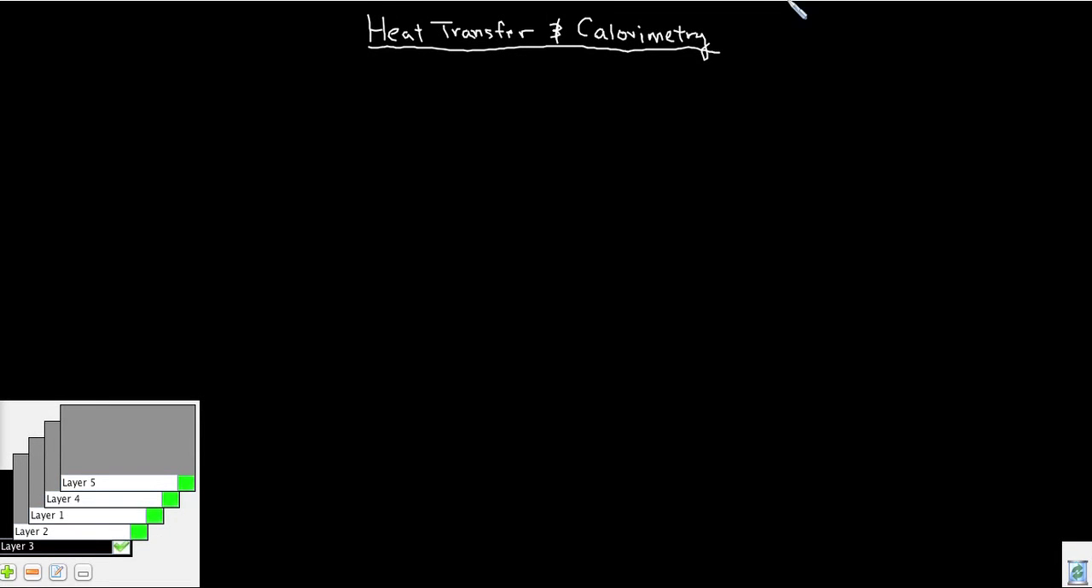All right, welcome back to another installment of physics. And we're looking at energy in systems. So this one specifically is talking about heat transfer and calorimetry. Now this one, of course, is going to be very relatable to everyday real world life.